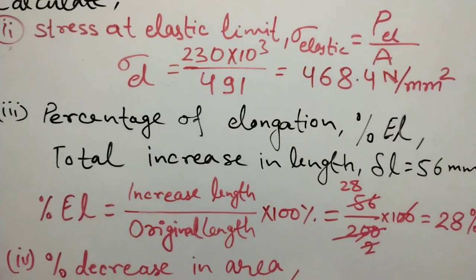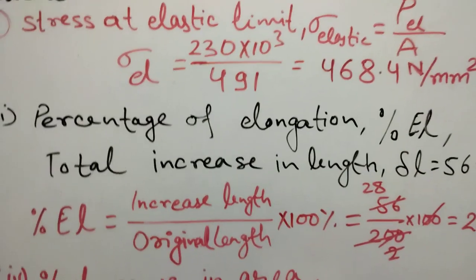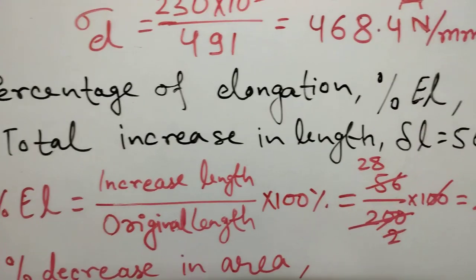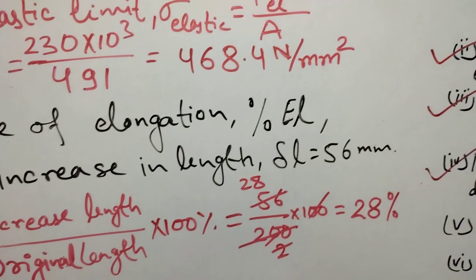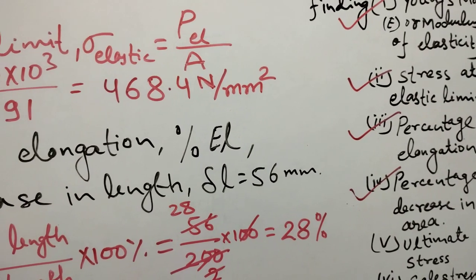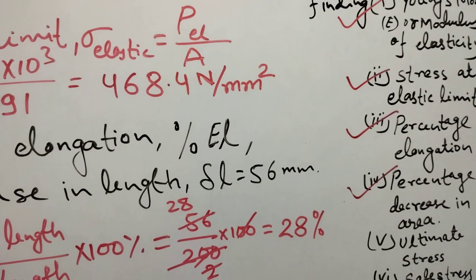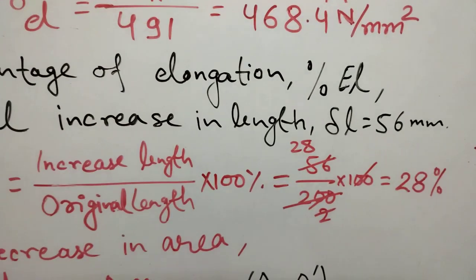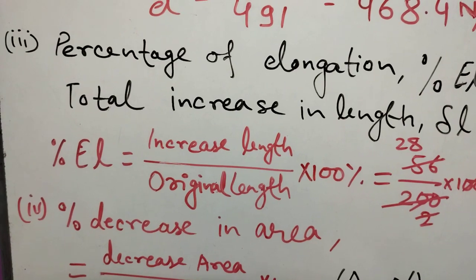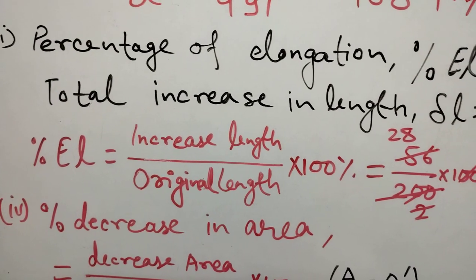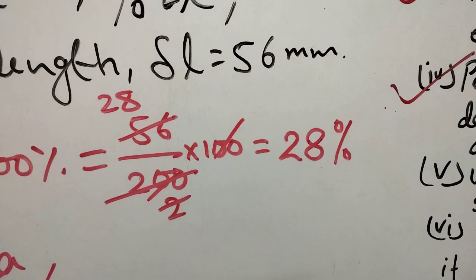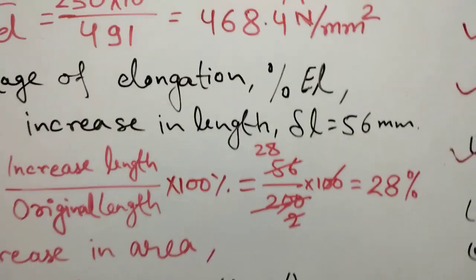Now the percentage elongation. We note that the given total increase in length del L is 56 millimeter over the gauge length of 200 millimeter. Therefore, increase in length divided by original length into 100 gives the percentage of elongation. Therefore, 56 divided by 200 into 100 equals 28% elongation.